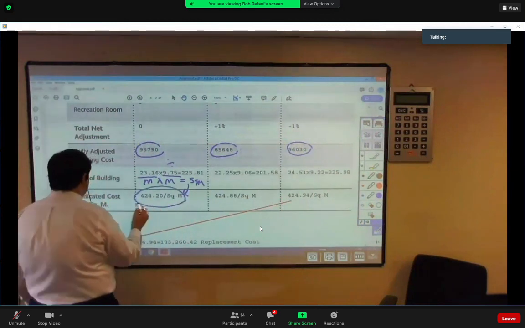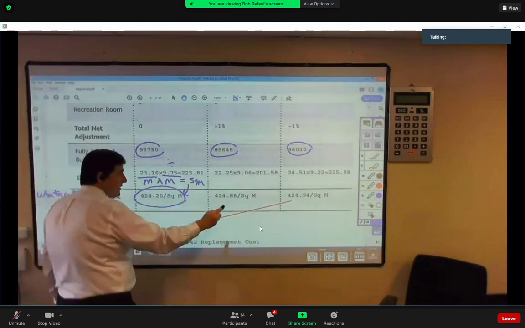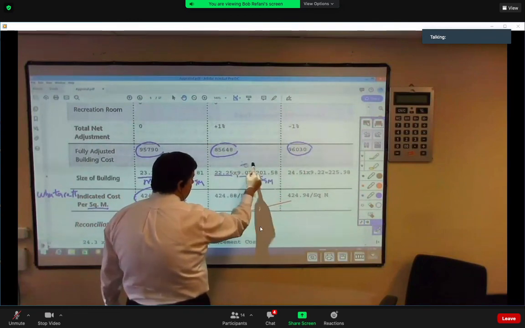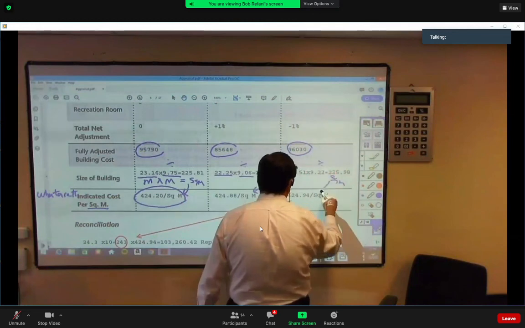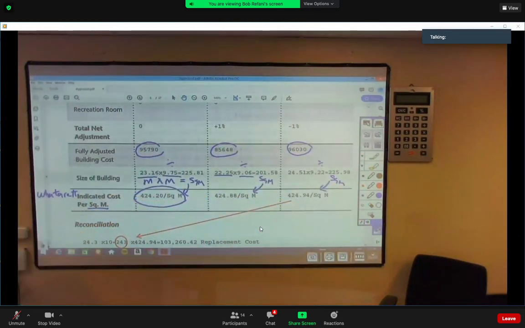So this is the question. My bad. The question is, what are the indicated costs per square meter for 1, 2, and 3? So this is meter multiplied by meter, which is square meter. So this value divided by square meter is going to give you this. Sorry, my bad. So the question is, what are the indicated costs per square meter for one, two, and three?